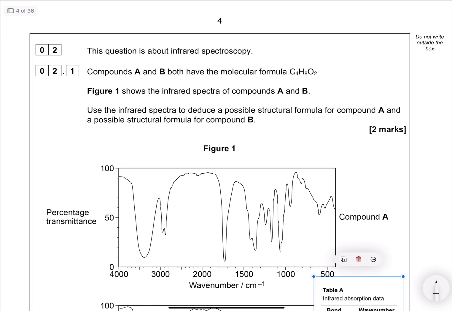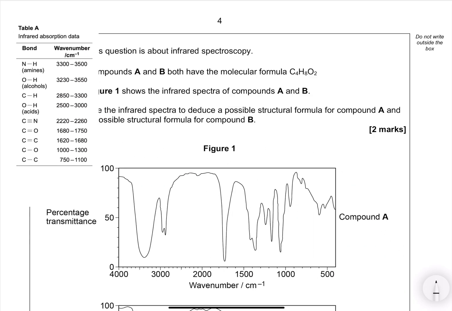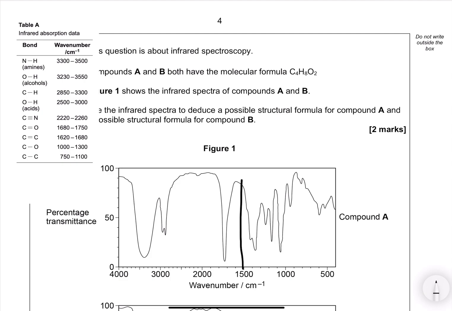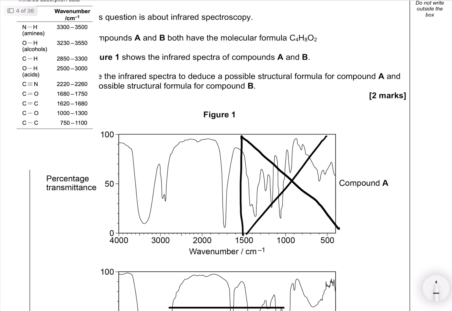So we need to have a look at table A on the datasheet, which I've just pulled in here. Remembering that we can cross out the fingerprint region if we're using table A, so I'm just going to cross that bit out. What we've got here, this is 16, 17, 18. So we're looking at a C double bond O peak here. And here we've got an OH in alcohols. It looks a bit like a finger between 3,200 and 3,500. This is the CH peak.